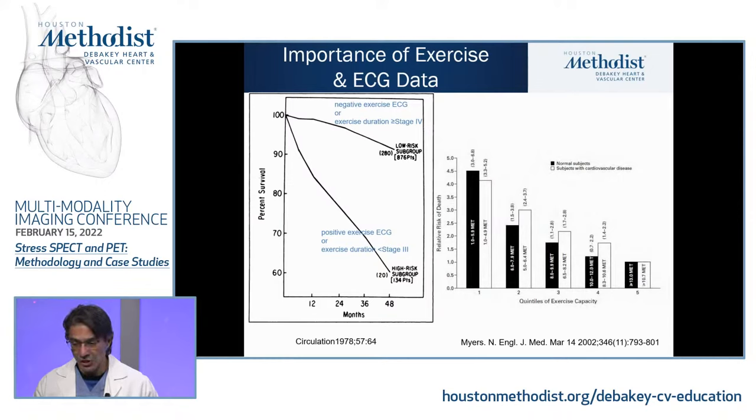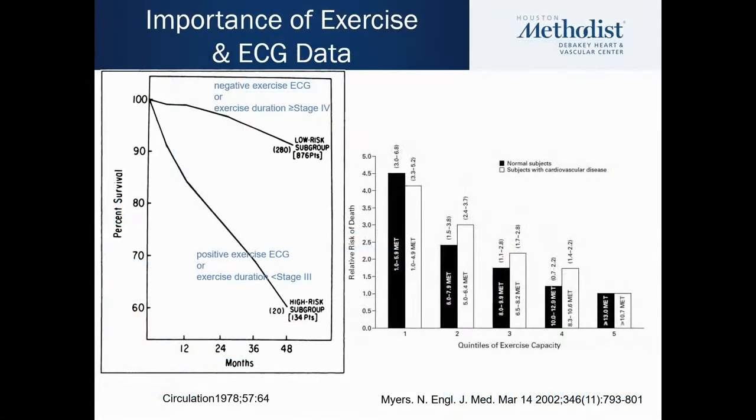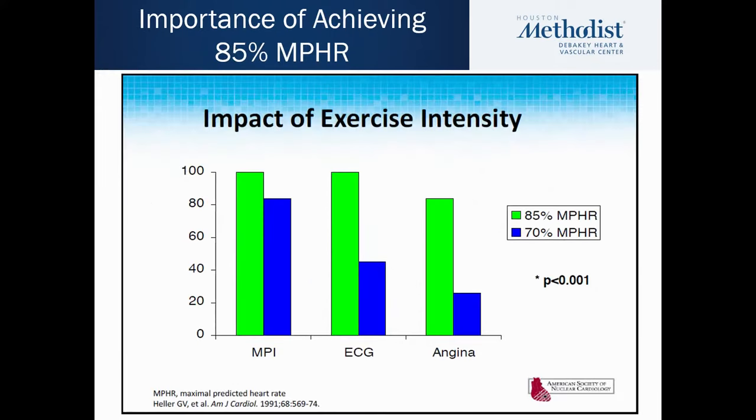In another large cohort, you can see that based on the amount of exercise capacity a patient has, you can very nicely differentiate their risk of death based on simply their exercise capacity.